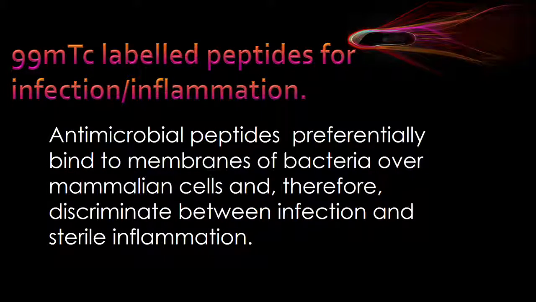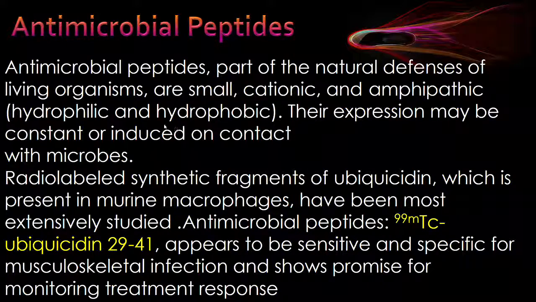Also, there are technetium-labeled peptides for infection and inflammation, which are the antimicrobial peptides, preferentially binding to the membrane of bacteria over mammalian cells and therefore discriminating between infection and inflammation. These antimicrobial peptides, part of the natural defenses of living organisms, are small, cationic, and amphipathic, either hydrophilic or hydrophobic, and their expression may be constant or induced on contact with microbes. Radiolabeled synthetic fragments of ubiquicidin, which is present in murine macrophages, have been most extensively studied.